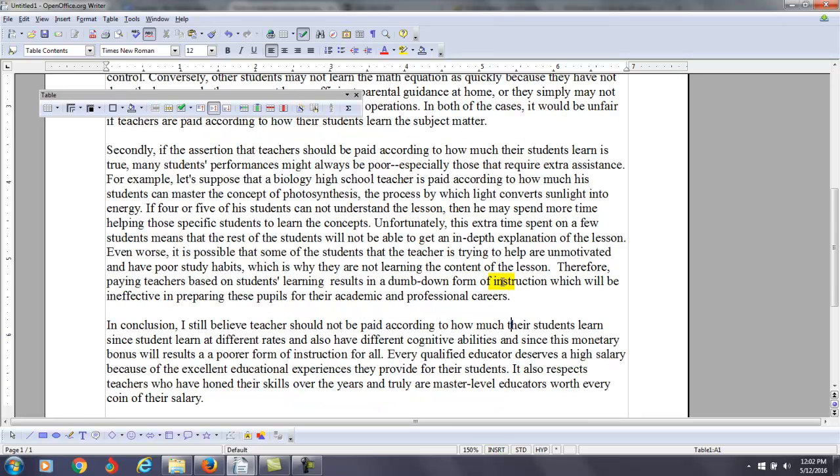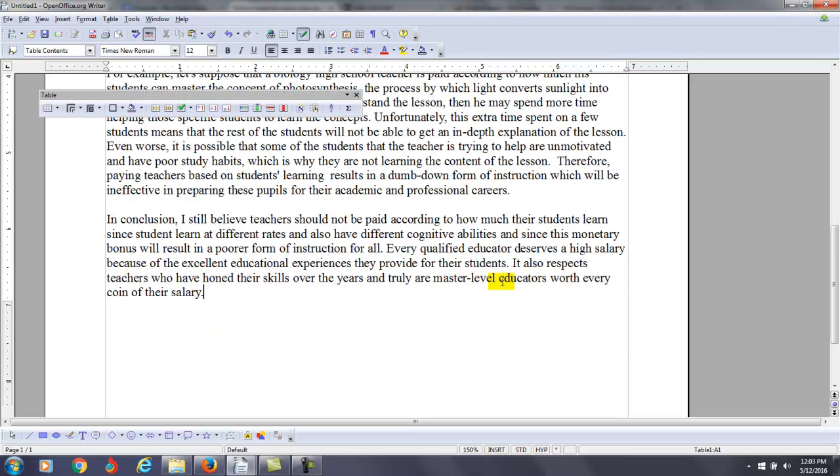Then we have our conclusion. In conclusion, I still believe teachers should not be paid according to how much their students learn, since students learn at different rates and also have different cognitive abilities, and since this monetary bonus will result maybe in a poor form of instruction for all. Every qualified educator deserves a high salary because of the excellent educational experiences they provide for their students. It also respects teachers who have honed their skills over the years and truly are master-level educators worth every coin of their salary. And there it is.